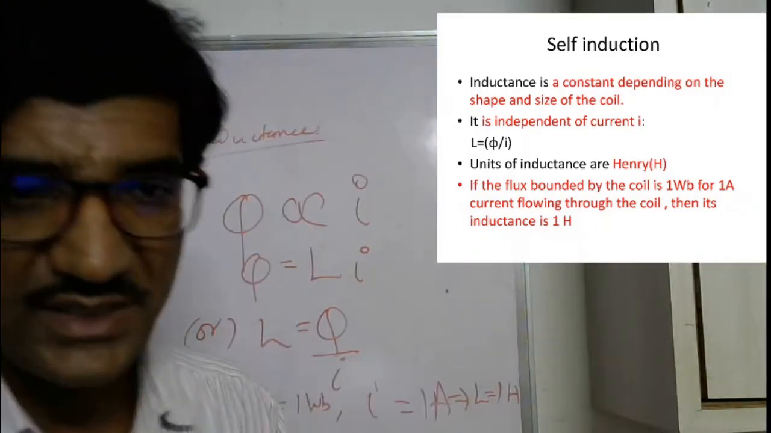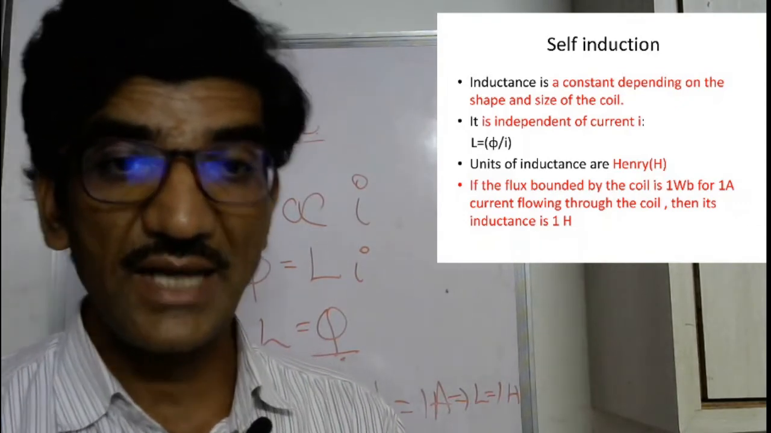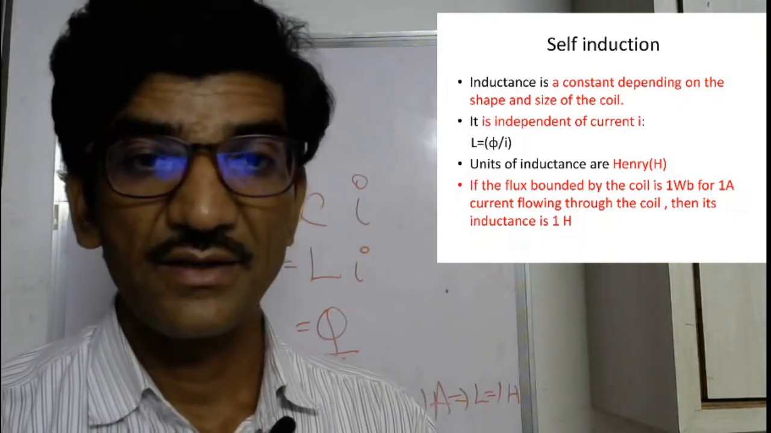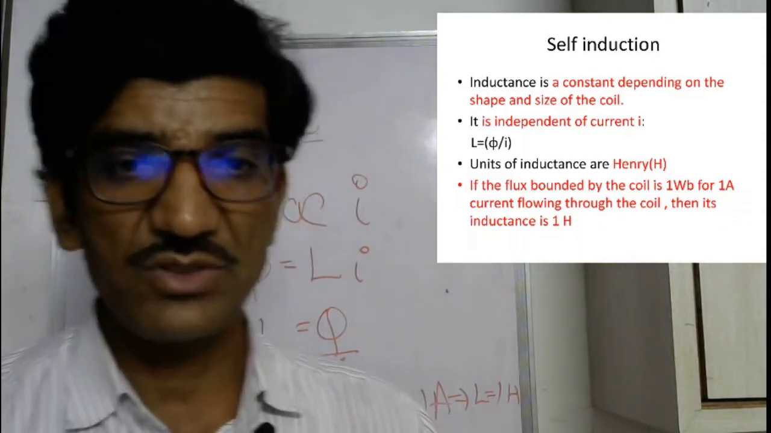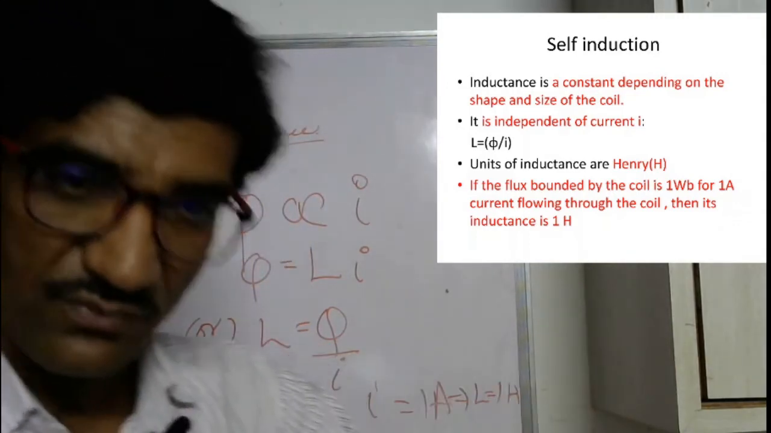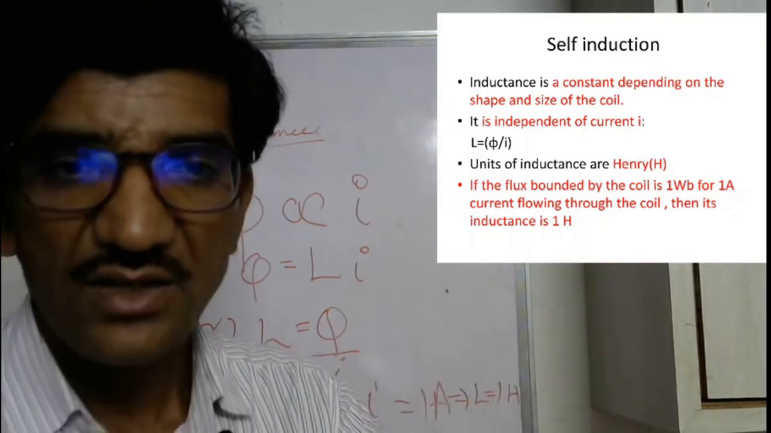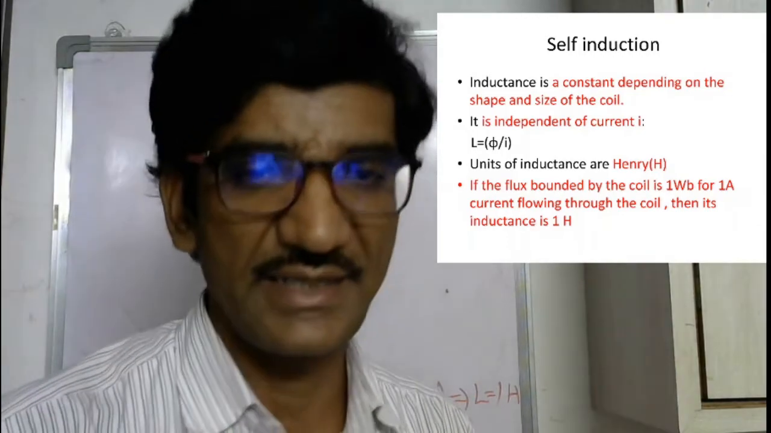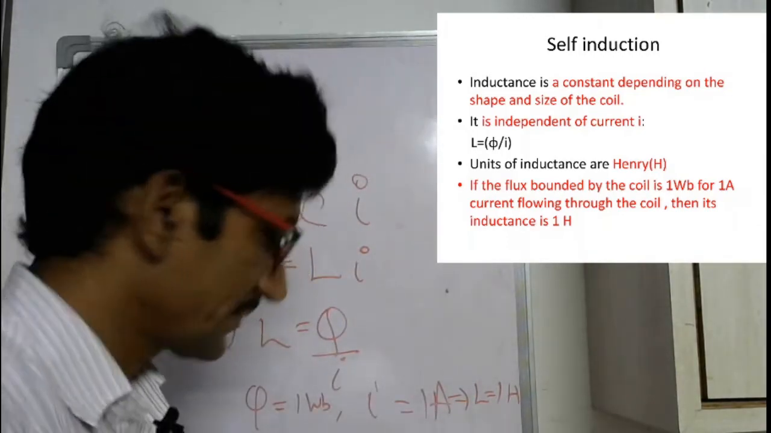This is the definition of Henry. We call the inductance of the coil 1 Henry if 1 ampere of current through the coil is able to create 1 Weber of flux. This is the definition of Henry.